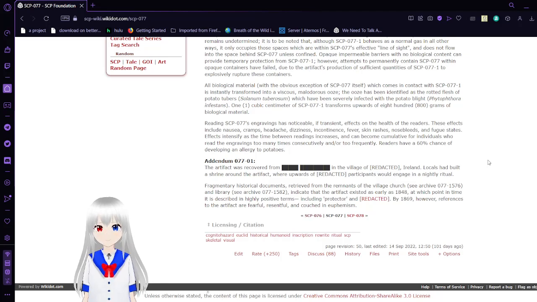Reading SCP-77's engravings has noticeable, if transient, effects on the health of the readers. These effects include nausea, cramps, headaches, dizziness, incontinence, fever, skin rashes, nosebleeds, and the like. Effects intensify as the time in between readings increases, and become cumulative for individuals who read engravings too many consecutive times or too frequently. Readers have a 60% chance of developing an allergy to potatoes.